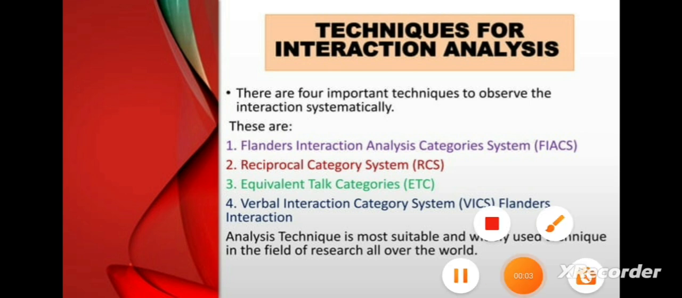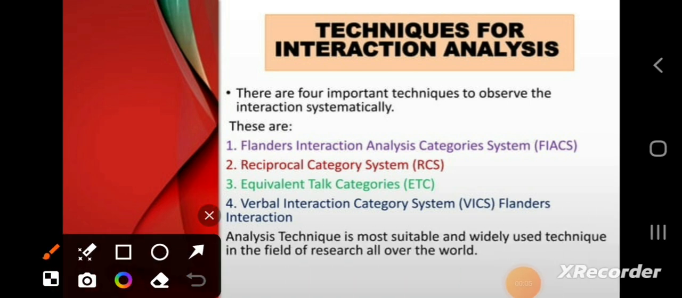Techniques for interaction analysis. There are four important techniques to observe the interaction systematically. These are Flanders interaction analysis category system. This technique categorizes classroom communication into specific types of teacher and student behavior. It includes categories like teacher talk, student talk, and silence, and further classifies them into subcategories such as lecturing, questioning, and student responses. Flanders interaction analysis is widely used for its detailed categorization and effectiveness in capturing various dimensions of interaction.